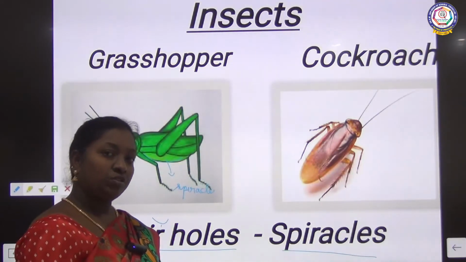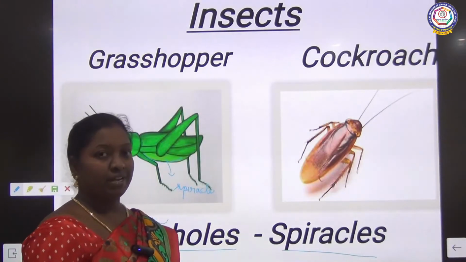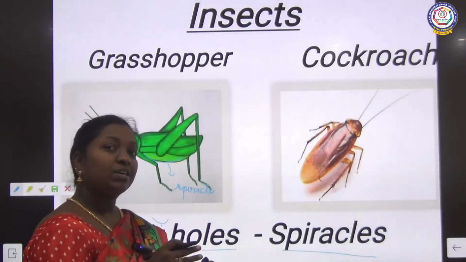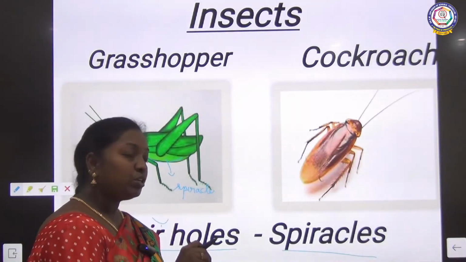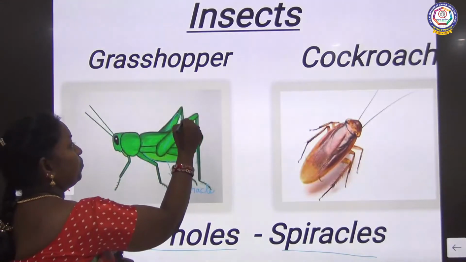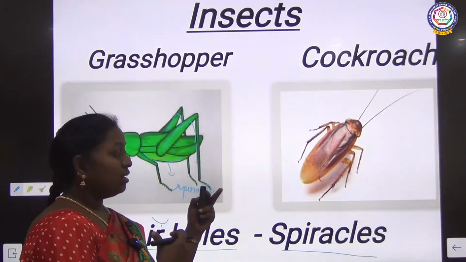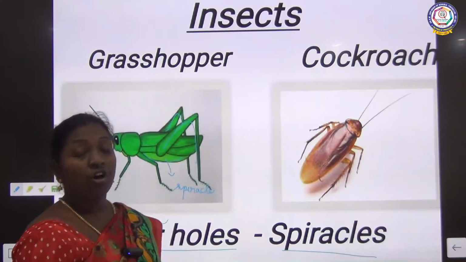It takes in the same oxygen. So the oxygen supply moves into its body through the spiracles. Spiracles work like air tubes. Through the tubes the air is supplied to all the tissues of the insect. Through this, insects are breathing.